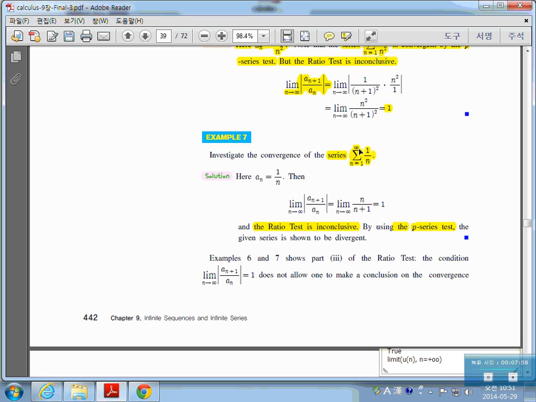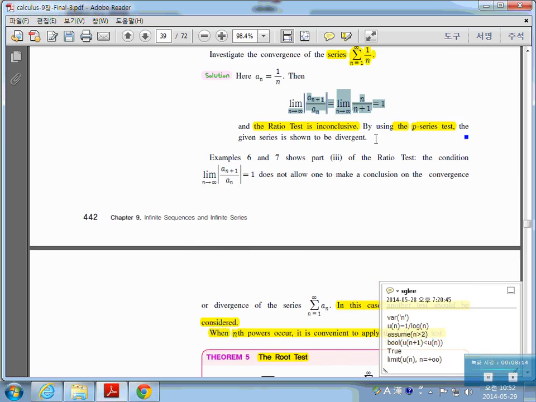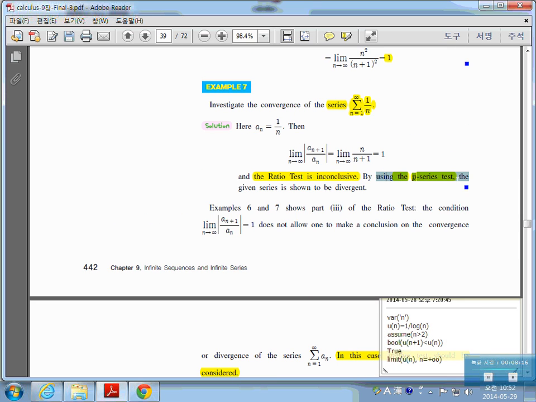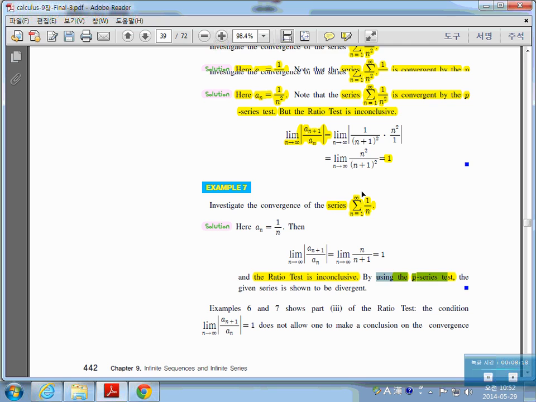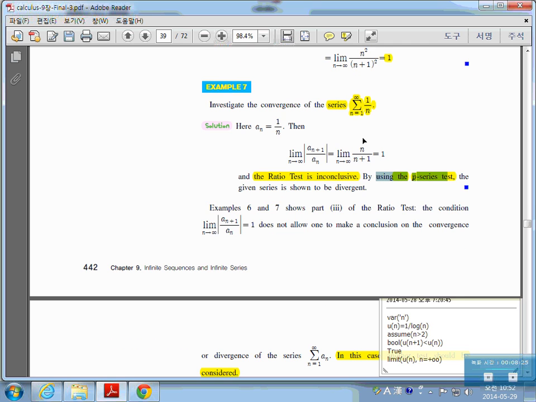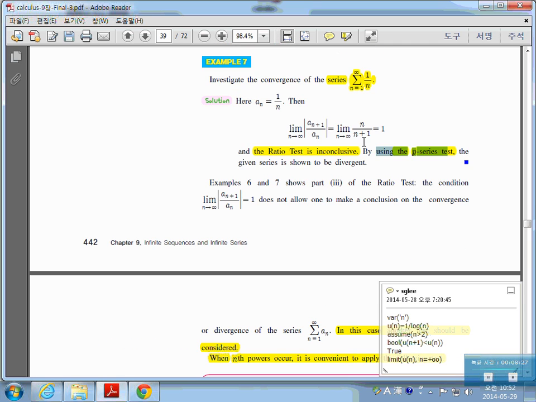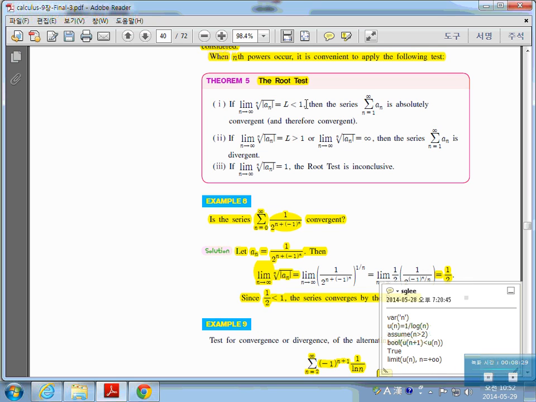Also, for the summation of 1 over n, same thing. The limit is equal to 1. So even though we know the summation of 1 over n diverges, with the ratio test we cannot say anything. So in this case we use the p test to say this is divergent. Also for this example we use the p test to say this is convergent.